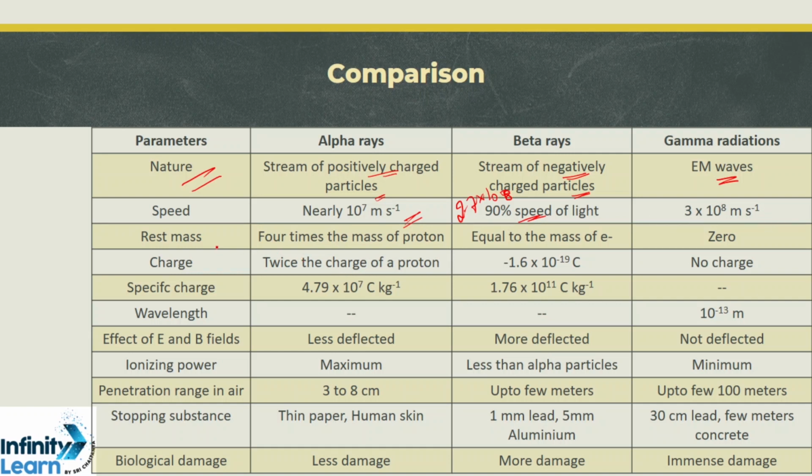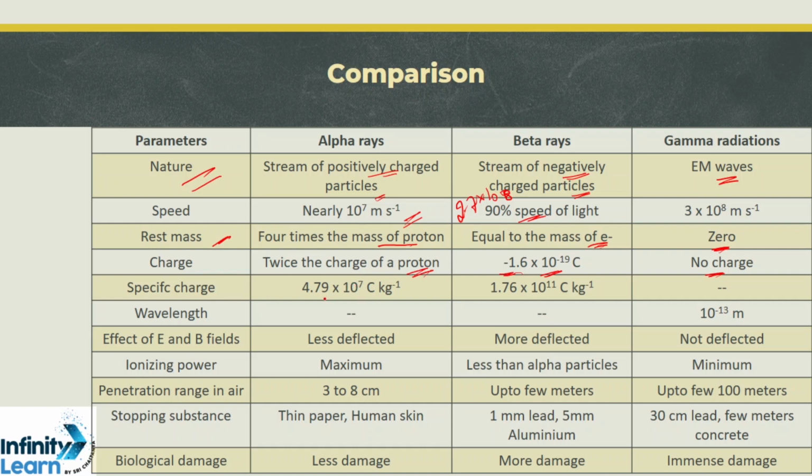In vacuum. The rest mass of alpha particle is 4 times the mass of the proton. We have already seen the number. Beta rays, beta particles, have a mass equal to the mass of electron, which is 9.1 into 10 raised to minus 31 kg. And gamma waves or radiations don't have any rest mass. Charge on an alpha particle is twice the charge of a proton. Beta rays are electrons and the charge is 1.6 into 10 raised to minus 19 coulomb with a minus sign. And gamma radiations have no charge and hence they are not deflected by electric and magnetic field.